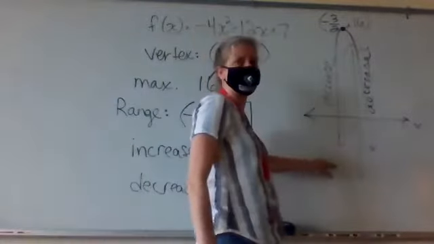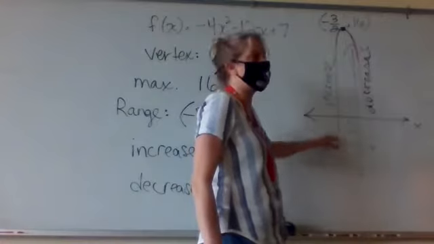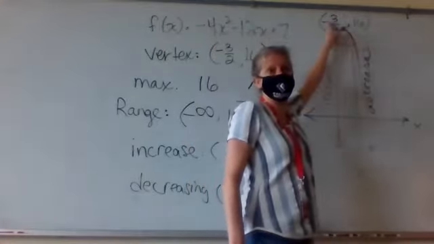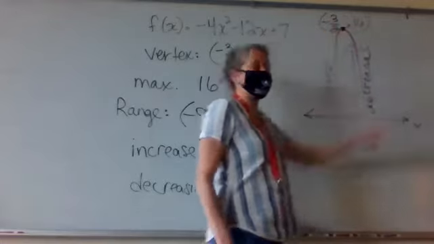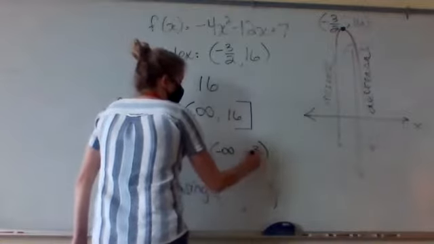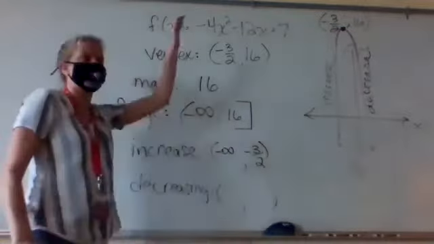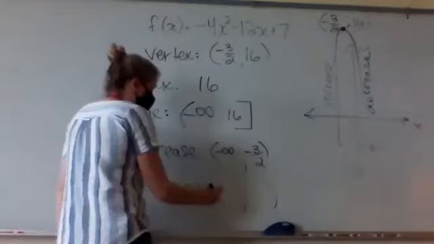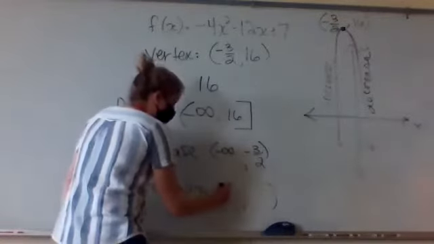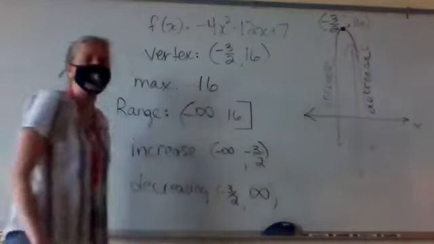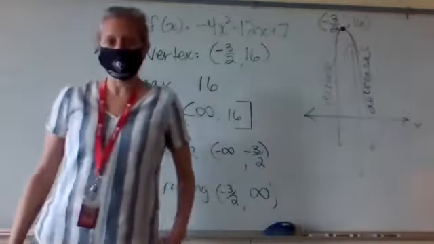So it's increasing from negative infinity until it gets here, which is negative 3/2. What happens once it hits the negative 3/2? It crosses over the top and starts coming down. So it starts decreasing at negative 3/2 and it decreases forever to infinity.